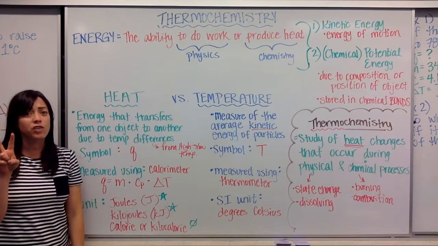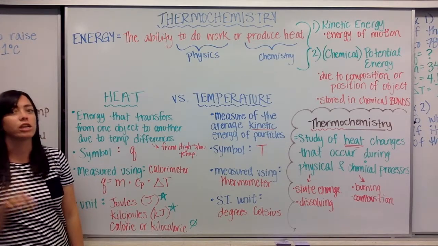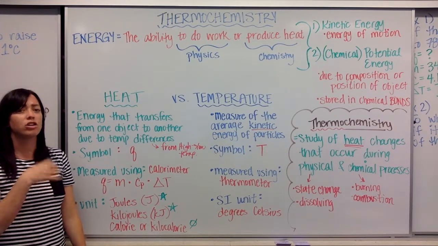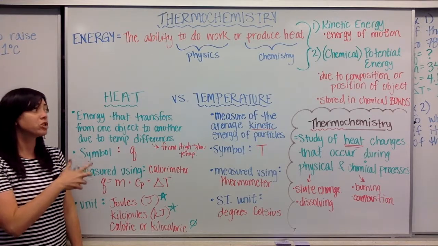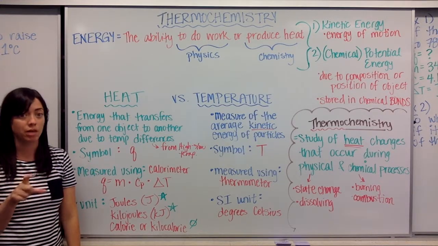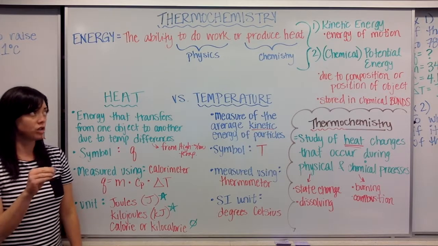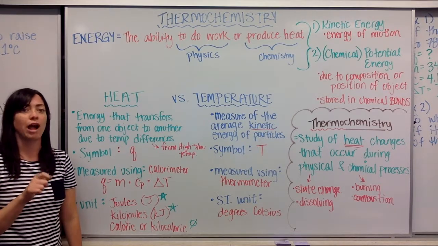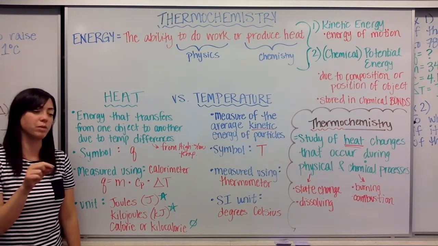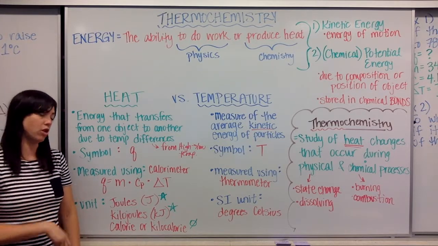Now, there's two different types of energy that we really deal with in chemistry. The first is kinetic energy. That's the energy of motion. Temperature is actually the measure of the average kinetic energy of particles. So the faster particles are moving around, the higher the temperature. If particles are moving more slowly, then the temperature is lower.